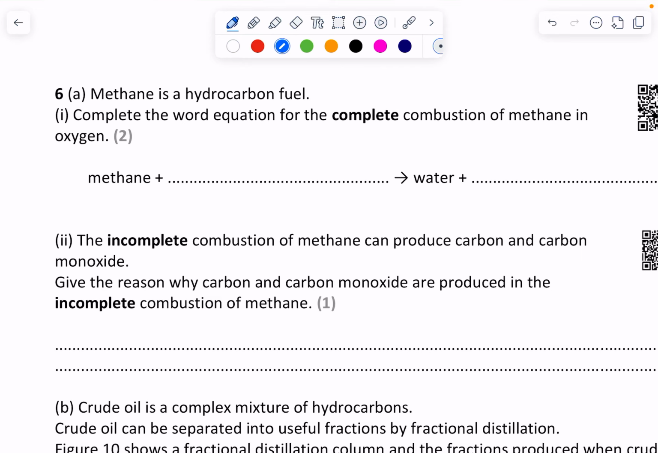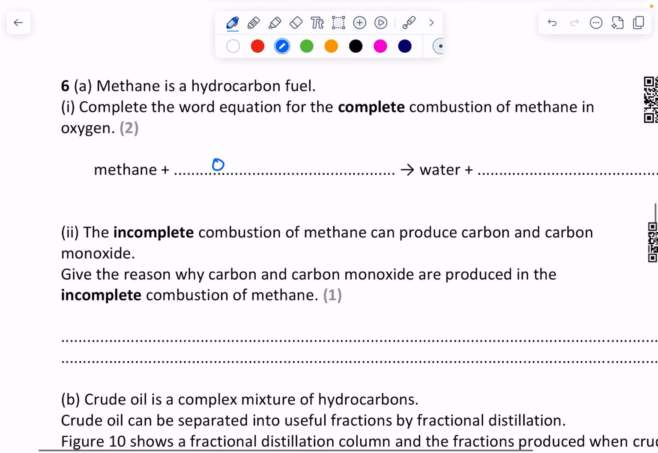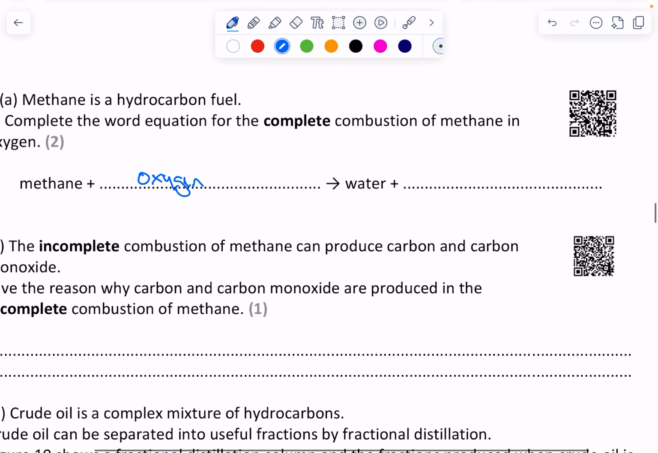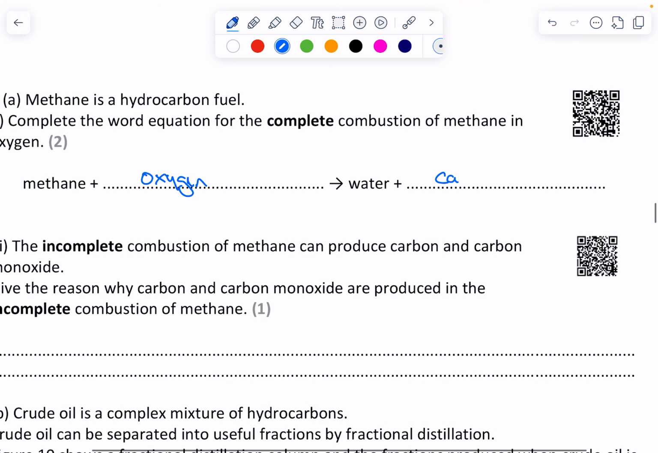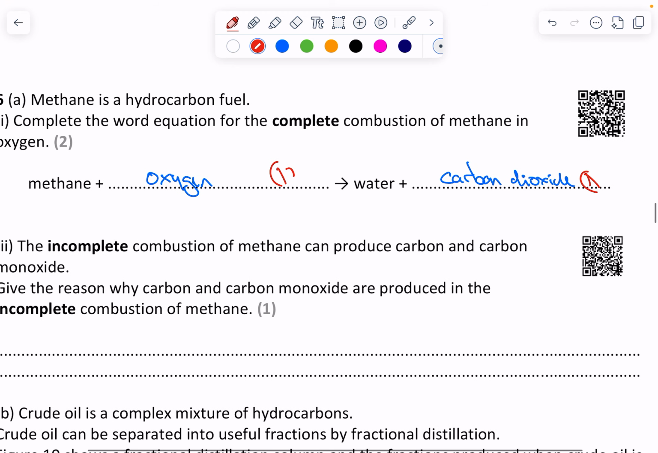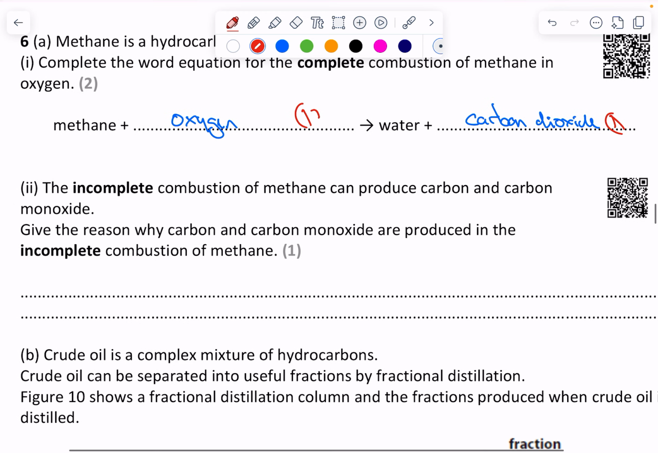Okay, so methane is a hydrocarbon fuel. It says complete the word equation for the complete combustion in oxygen. So what we need to do here is methane is reacting with oxygen, and during complete combustion it produces water and carbon dioxide. There's 2 marks, so 1 mark for each of the responses that we have added.